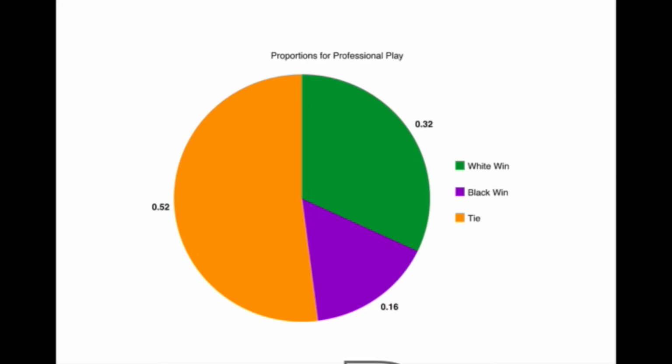Here you see the proportions for professional play. As you can see, the white win rate is 0.32. The black win proportion is 0.16, and the ties was 0.52. And we actually expected this since ties are extremely common in professional play.